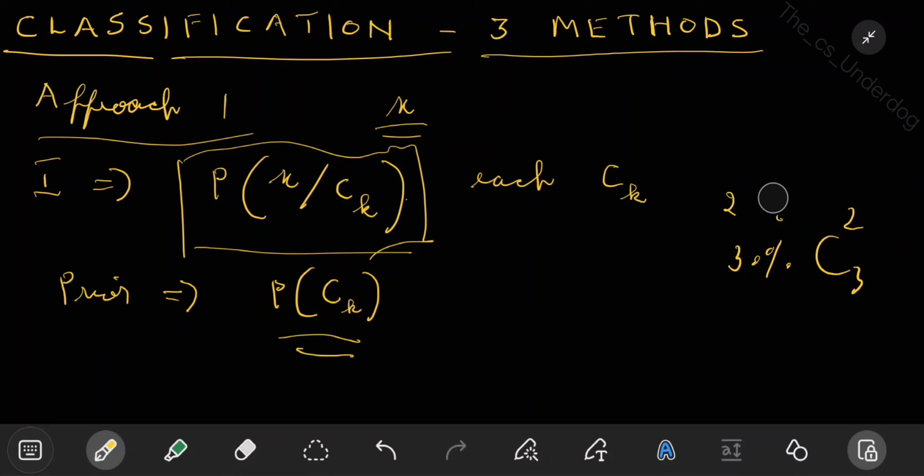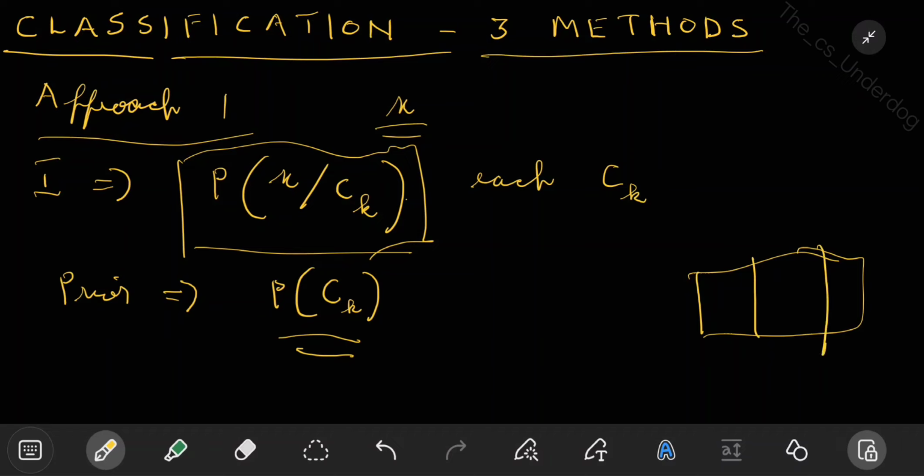Otherwise, what you can do is from the data that you have, you can see the split. That is, among the total data that you have, how much of this data is of class C1, of C2, of C3. Okay, from the training data. From this also you can derive the prior probabilities.